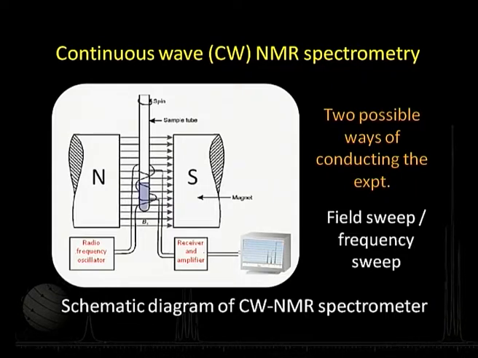So, we can conduct the experiment in two possible ways. In one, we keep the field fixed and vary the frequency. Second, we keep the frequency fixed and vary the field. So, they are typically called the frequency sweep or the field sweep.